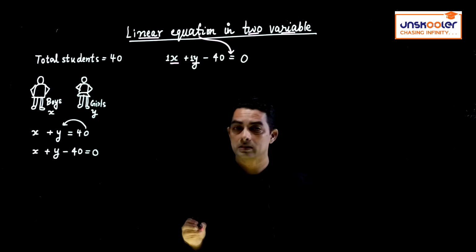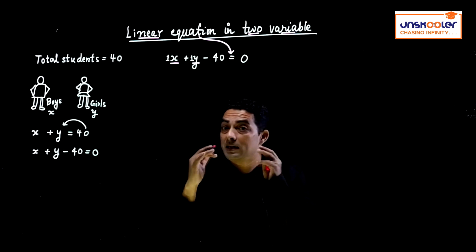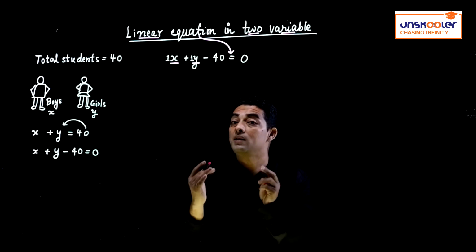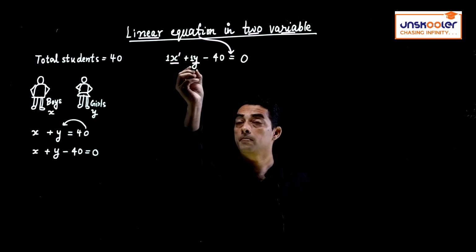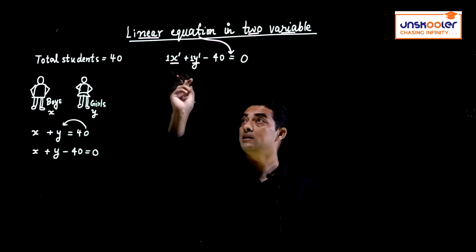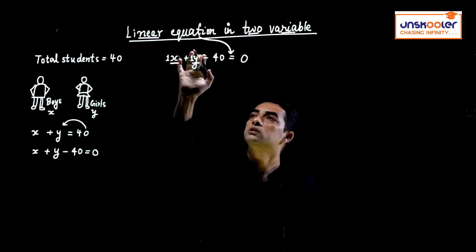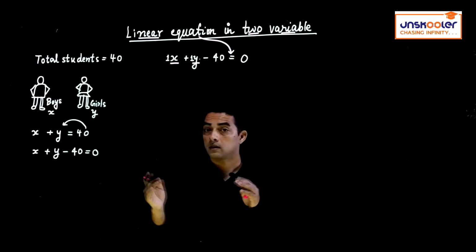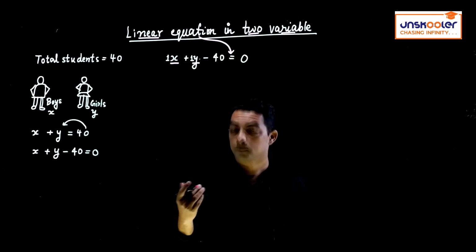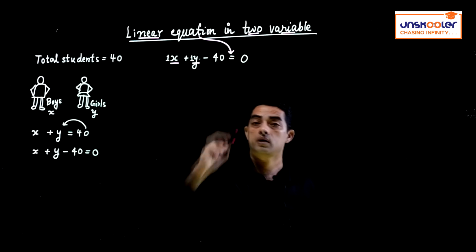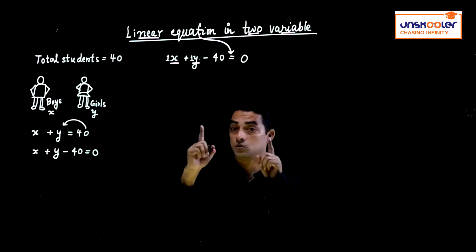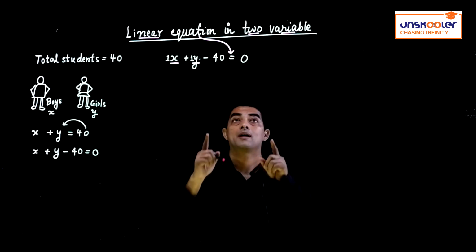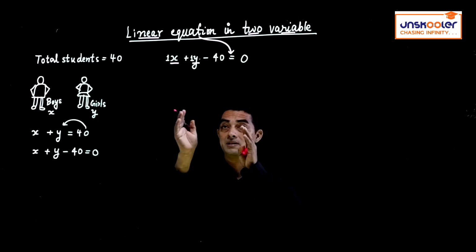Now listen carefully, the word linear means that the highest power of these variables will only be 1. What is the power of this X right now? It is 1. What is the power of this Y? The power of this is still 1. The highest power is 1, which we normally don't write. If it is X, it is Y, it is assumed that the power is only 1. So 1x plus 1y minus 40 is equal to 0 is a linear equation in two variables. Linear because the highest power of X and Y is 1. Equation because it has an equal to sign. And two variables because there are two alphabets, X and Y.